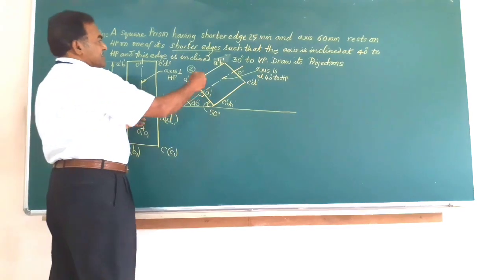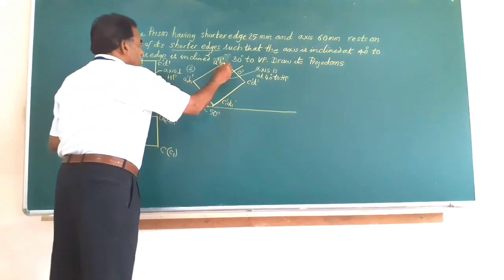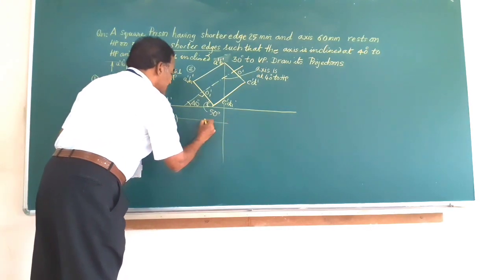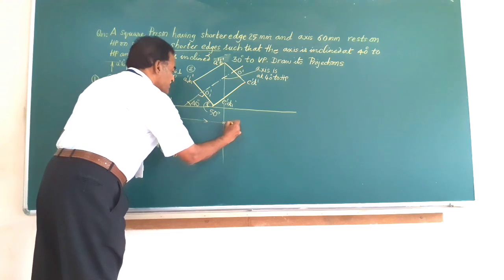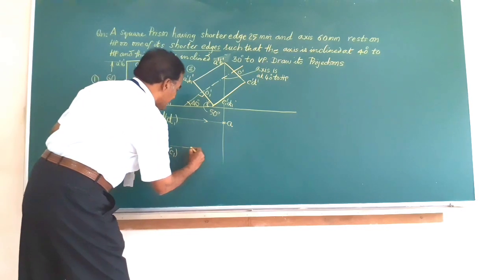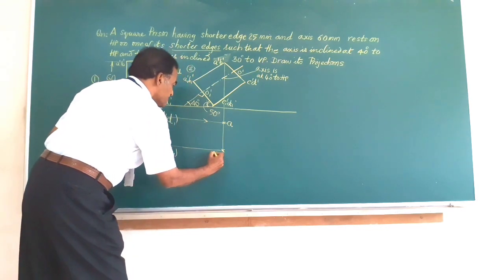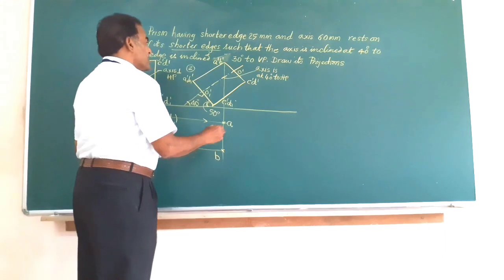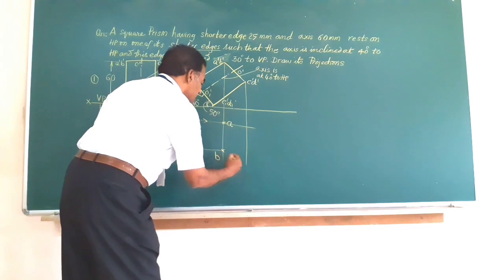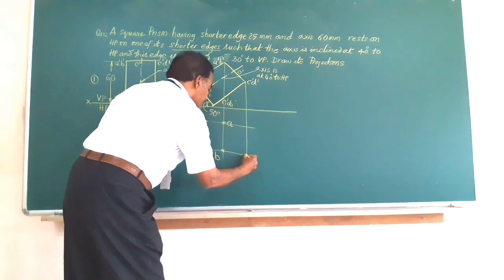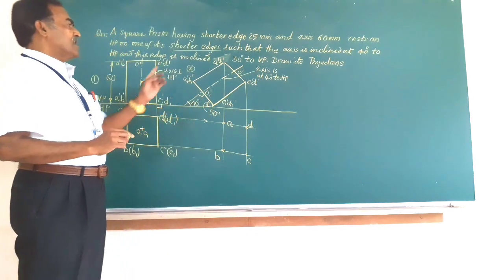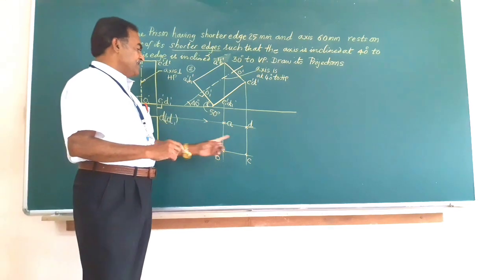Let me start from this corner A. I will draw a vertical line from A and a horizontal line from A. The point of intersection of these 2 will give you A. Likewise, B: a vertical line from B, a horizontal line from B. The point of intersection of these 2 will give you B. Likewise, you get C and D. So in order, this is A, B, this is going to be C, and this point is D. So we have got all the 4 corners of the top face, namely A, B, C, D.